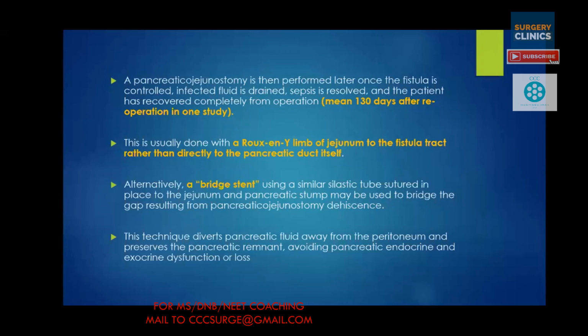Alternatively, a variation of the Wirsungostomy is a bridge stent. It's a similar silastic tube sutured in place to the jejunum, and the pancreatic stump may be used to bridge the gap resulting from the pancreatic dehiscence. This technique diverts pancreatic fluid away from the peritoneum. See, the main problem is pancreatic fluid coming to the peritoneum, because then all the vessels are there, anastomosis will occur, sepsis will occur. So, we have to divert it away from the peritoneum and preserve the pancreatic remnant, avoiding pancreatic endocrine and exocrine dysfunction or loss.